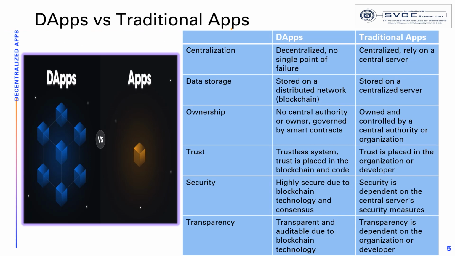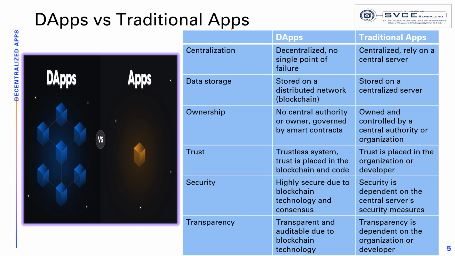Now let's compare decentralized applications with the traditional apps that we've been using. So when it comes to the centralization factor, DApps are decentralized. There's no single point of failure. Whereas traditional apps are centralized and they rely on a central server, which is controlled by basically a single central authority. For data storage, DApp data is stored on a distributed network, which is blockchain technology, as we previously talked about. Whereas in traditional apps, data is stored on a centralized server.